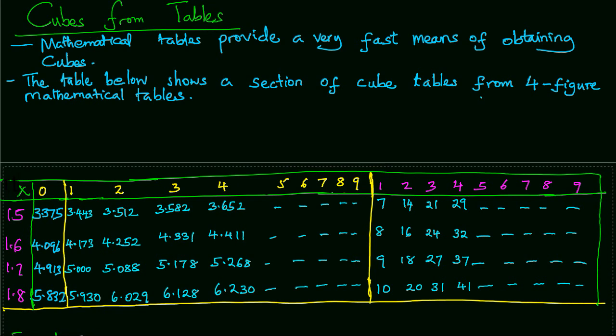So we have a column indicating x values, then a column indicated from 0 to 9. We can treat that as a second column. Then there is a third column for the differences.